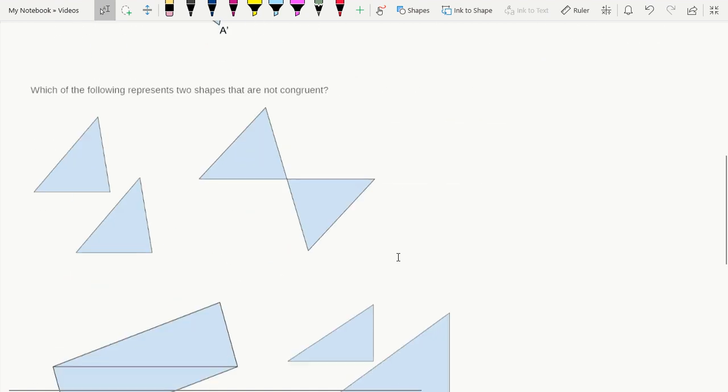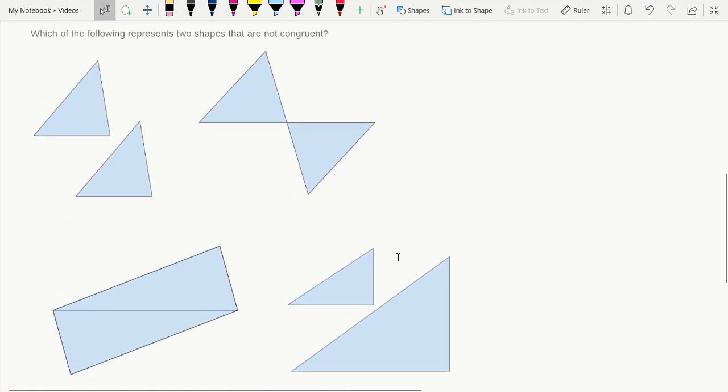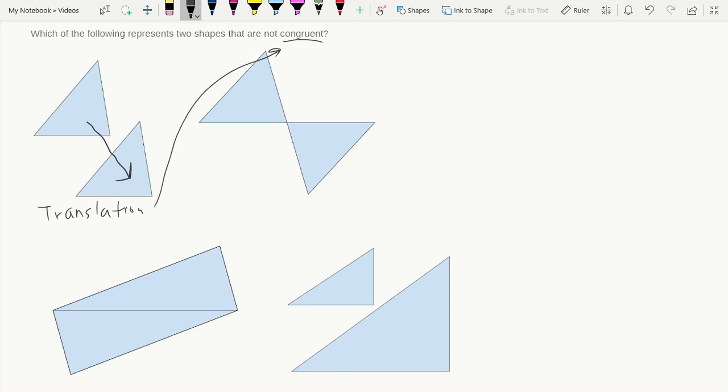All right, let's look at the next one. Which of the following represents two shapes that are not congruent? So first off, we know congruent means they have to be everything the same about them, right? Same angles and same side lengths. Well, let's think about what these are. I would say that this top one, that's a translation. Well, a translation? That means translations are congruent. So this can't be it, because I'm looking for not congruent.